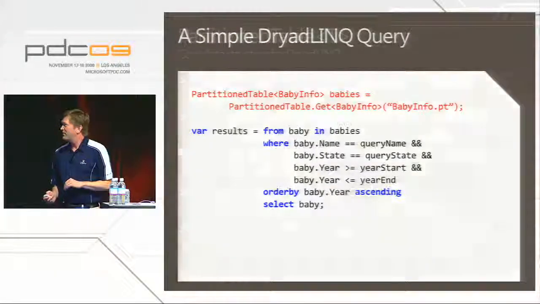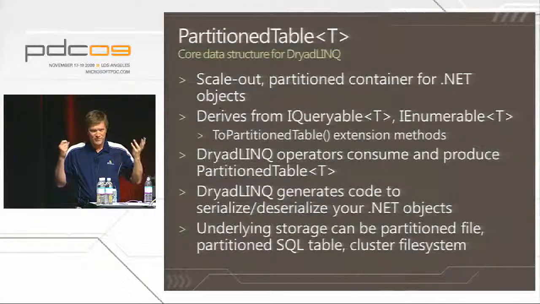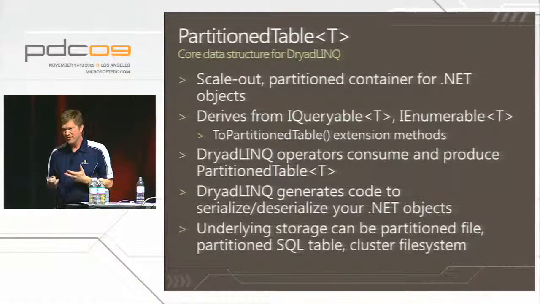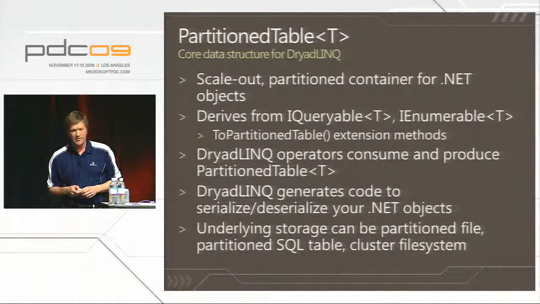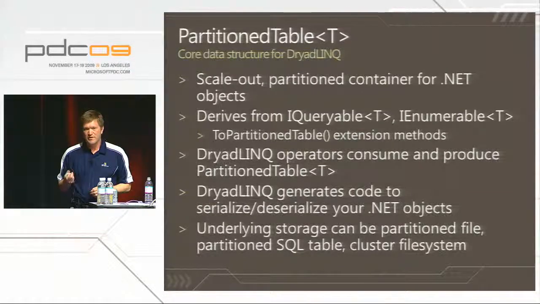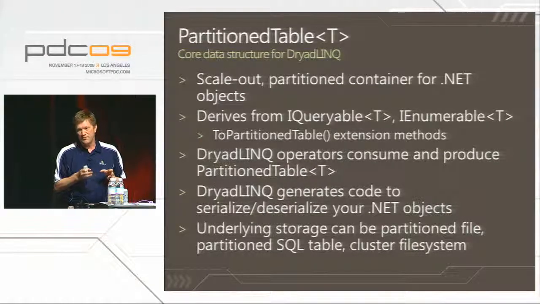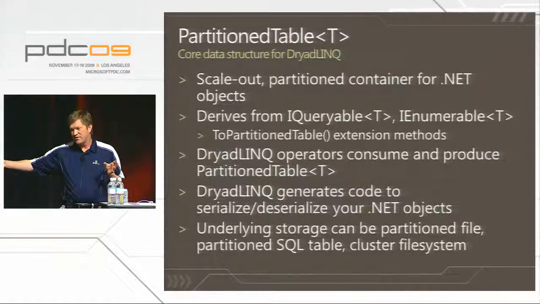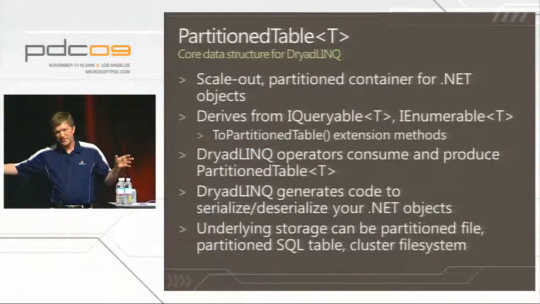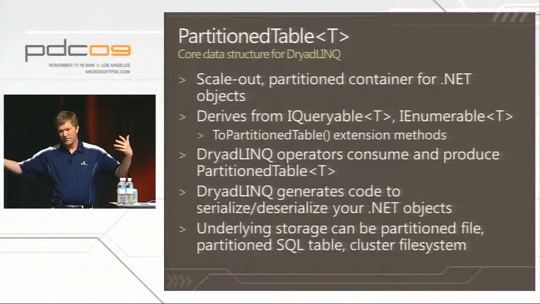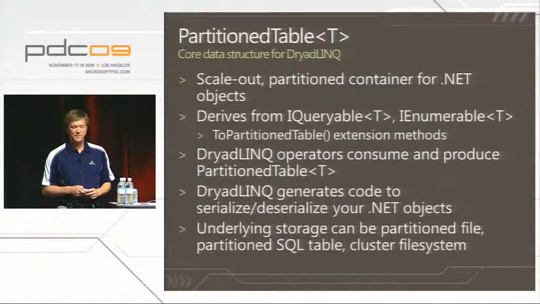So this partition table is kind of a funny thing. It takes some people a little while to wrap their mind around what a partition table is, how do I get one, where does it come from? It's really just a generic container for plain old .NET objects, but it's a scale-out container. It's not stored on one machine or in one place. Multiple chunks of the container are stored on multiple different machines, and the number of machines it's stored on is going to drive the parallelism of the query, because all those machines can operate on their particular slice of the data at the same time.